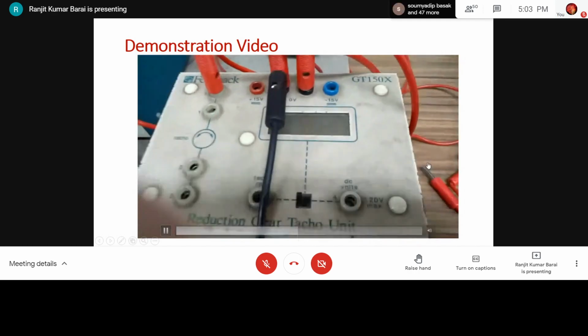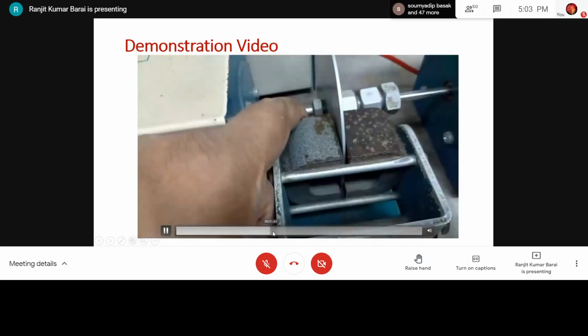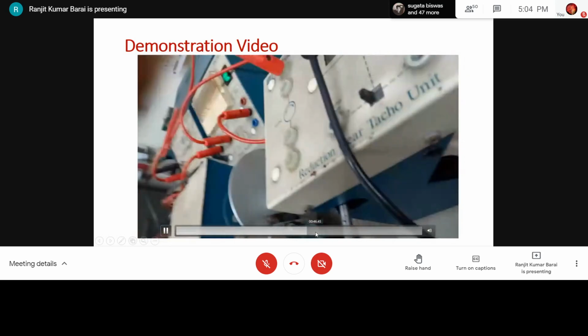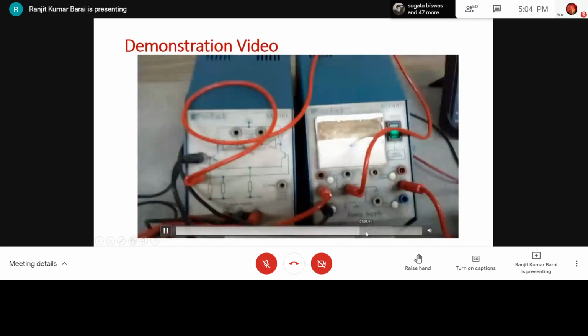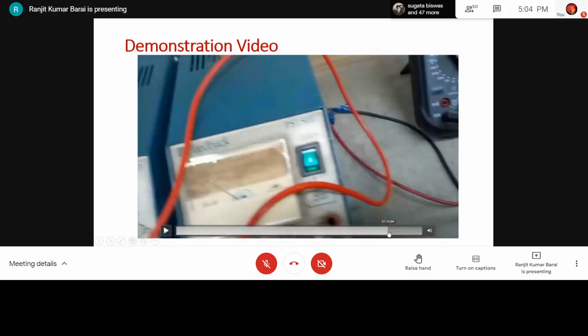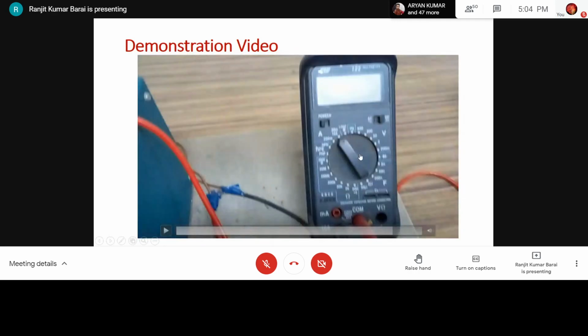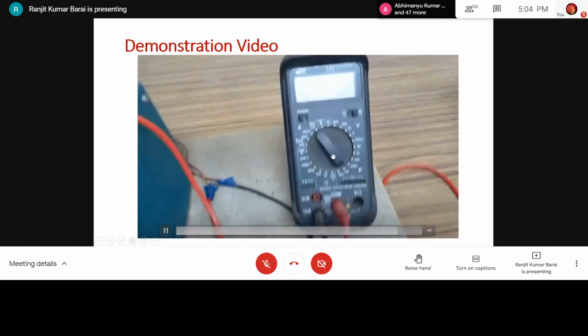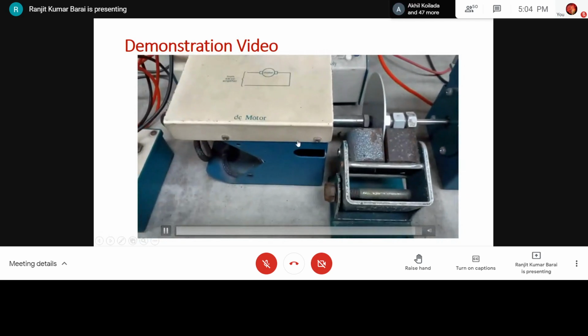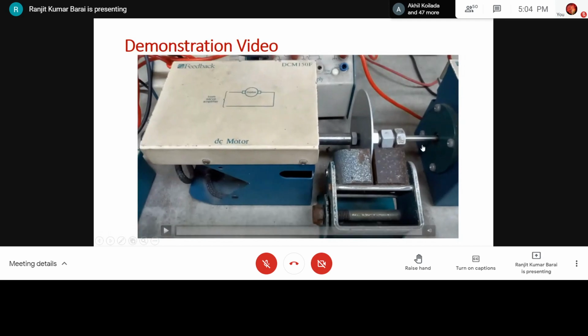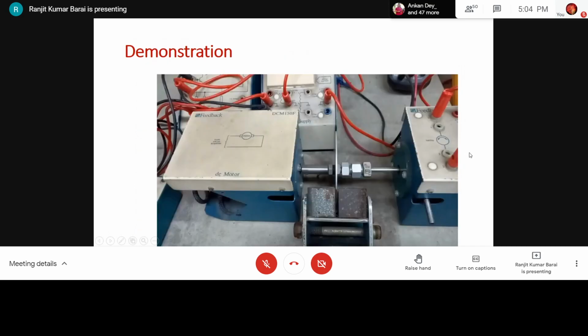I think the multimeter was visible. Yeah, this multimeter. No, this is for armature current. That multimeter I omitted, sorry, very sorry. The voltage output of the tachometer is also measured by a multimeter. Although there is a digital meter, that meter is not properly working now. So this is the experimental setup.